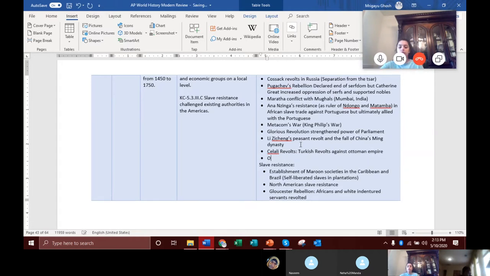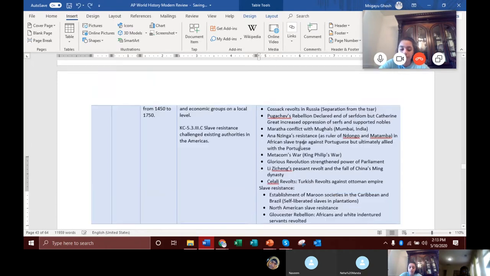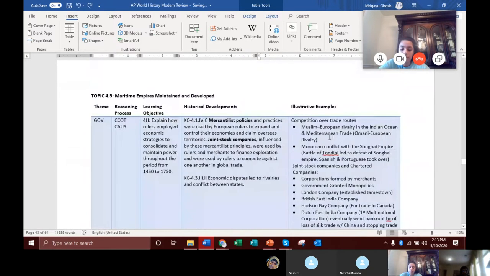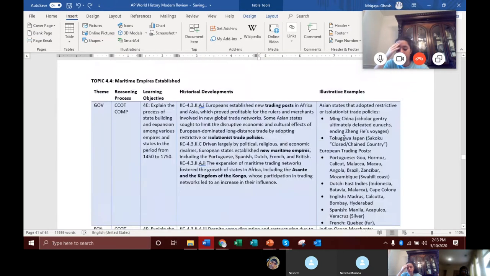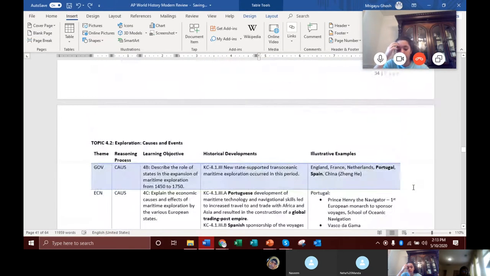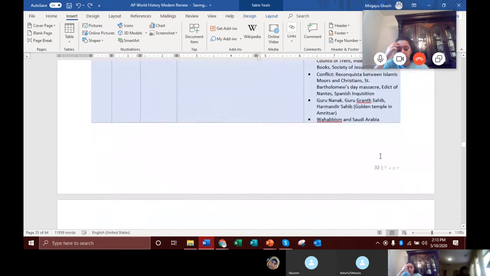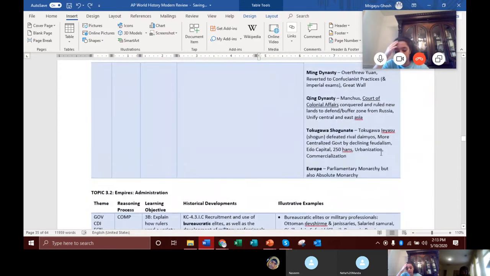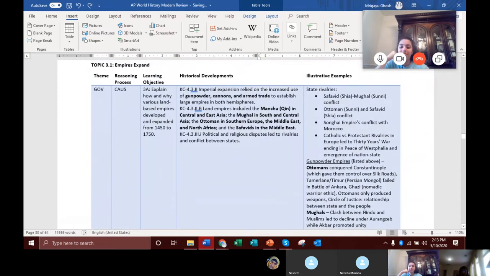And then we also have the Ottoman siege of Vienna. Yeah. Vienna. I don't think that would go with this one, though, because this has to do with revolts. Maybe we should put that with governance somewhere. And that can actually go further up here when we talk about the Ottomans. Ottomans. Okay.